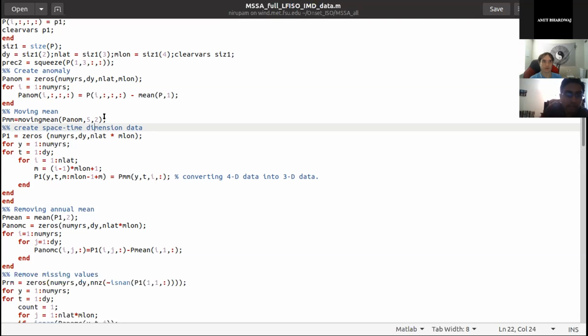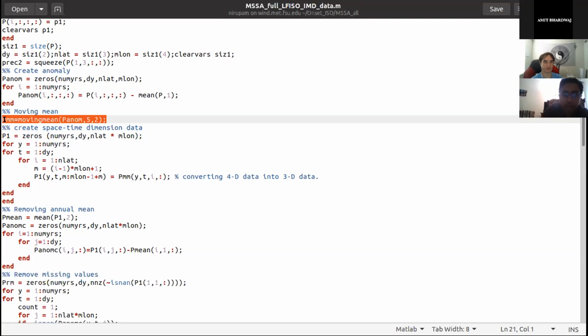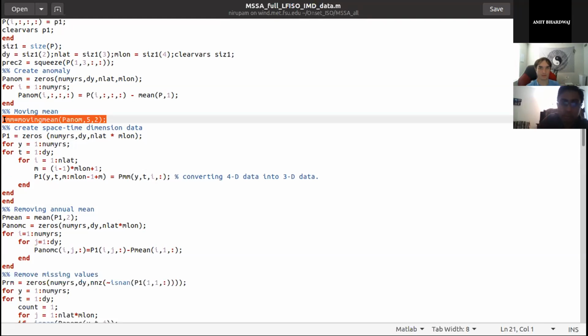I think you may not have incorporated this step. This step is important if you're using rainfall as your variable. If you're using stream function or, let's say, OLR, those are pretty smooth data compared to rainfall. So if you're using rainfall, it is highly recommended to use this moving mean just to smooth out the signal and remove the very high frequency noise.